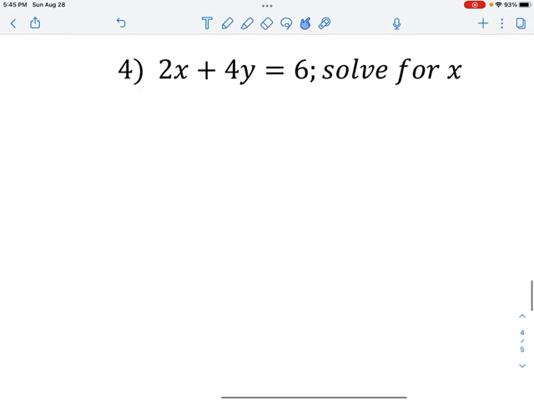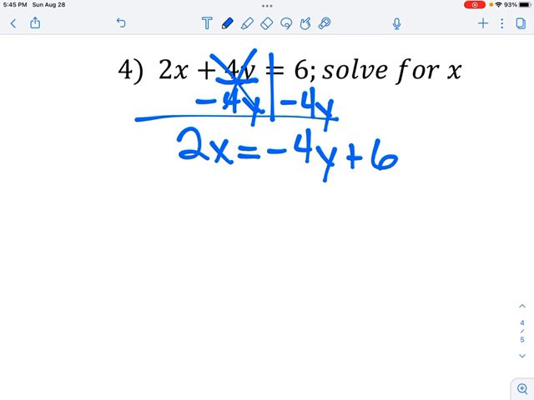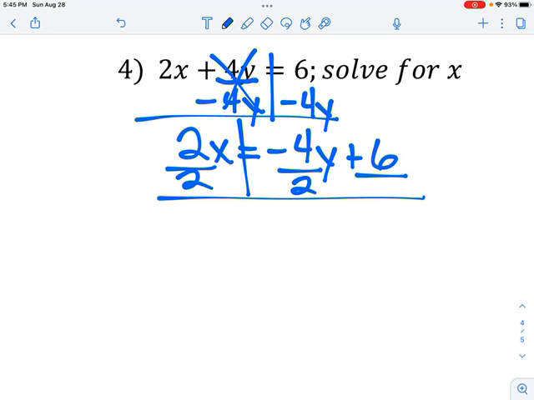All right, this time we're going to solve for x. So I want to get rid of that first. So I'm adding 4y, so I'm going to subtract 4y from both sides. Once again, we like that variable up front. So we're going to write it minus 4y plus 6. My next step is I'm going to divide everything by 2. And that's going to leave me x equals -2y plus 3.